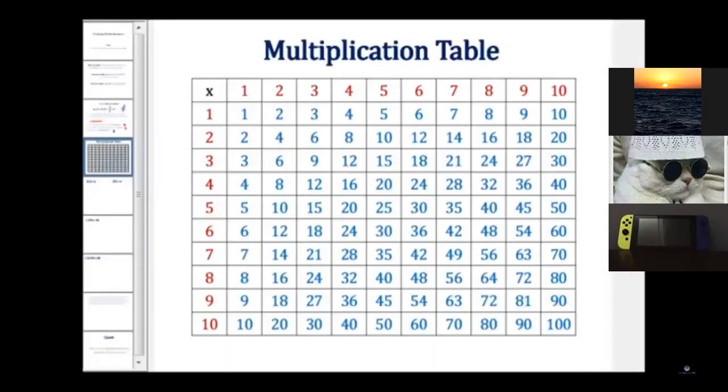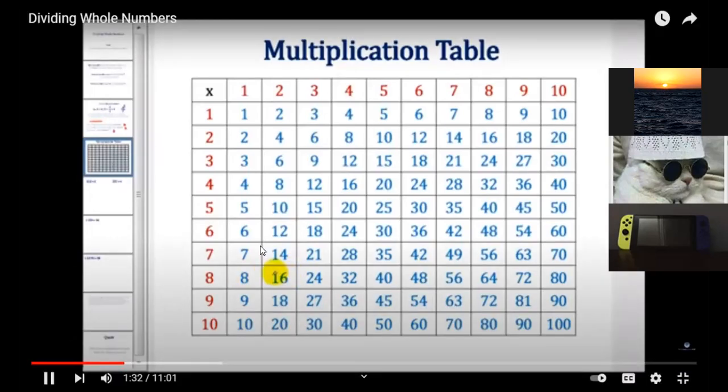I could use this multiplication table. The first thing I would do is find 56 in the table, which we see here. So if we take 56 and divide by 8, notice 8 is in this column, we can find the quotient by determining the factor in this row.